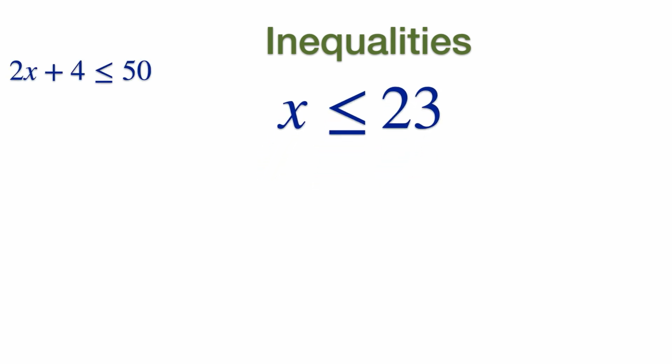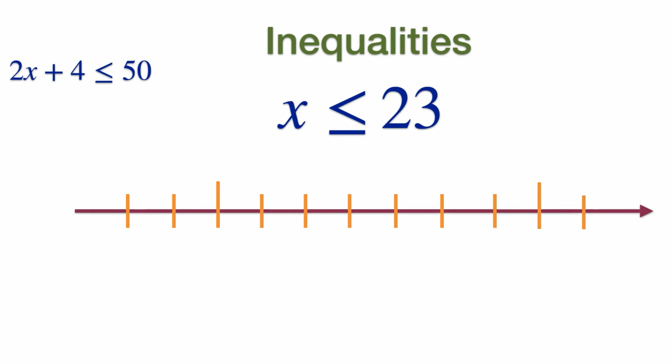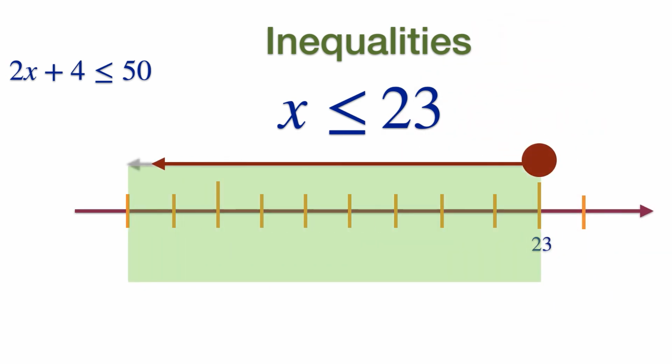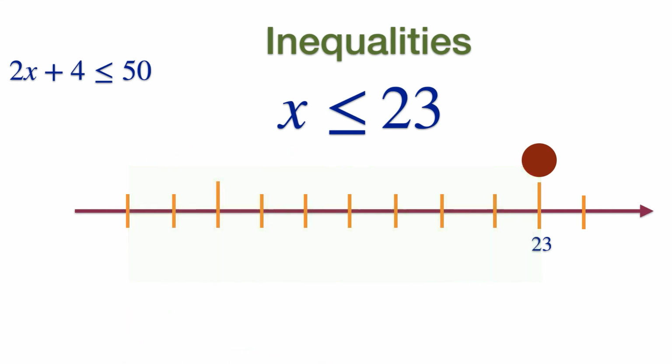This solution can be illustrated on the number line. If this mark is 23 on the number line, then x can take any values below 23 inclusive. Since x represents the number of miles, it could not be a negative value, as you cannot travel a negative number of miles on a taxi journey.